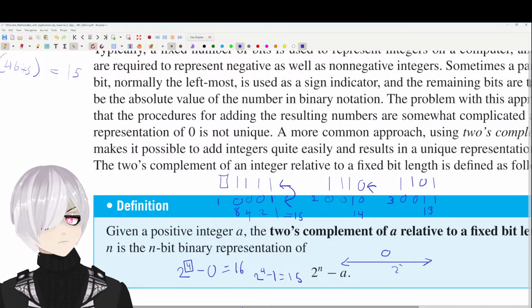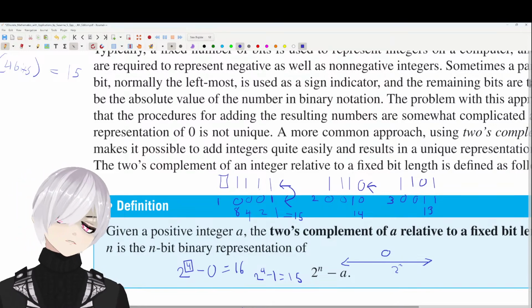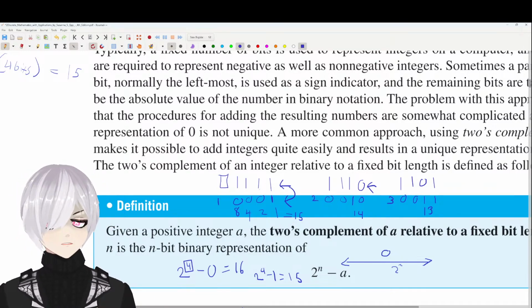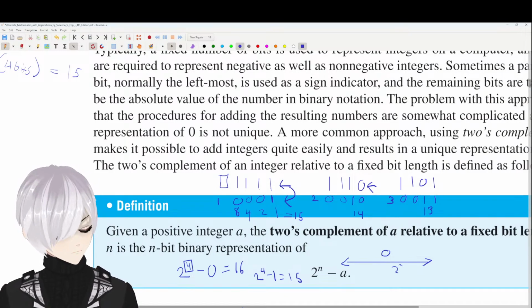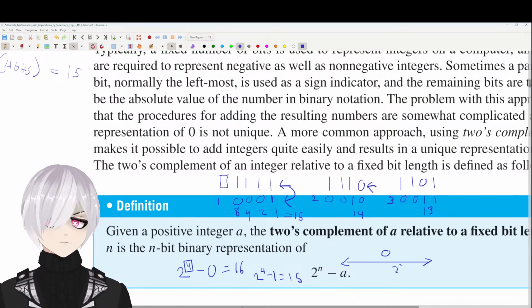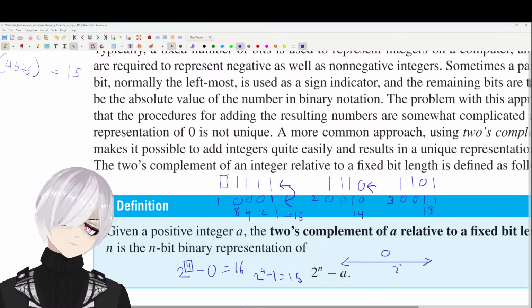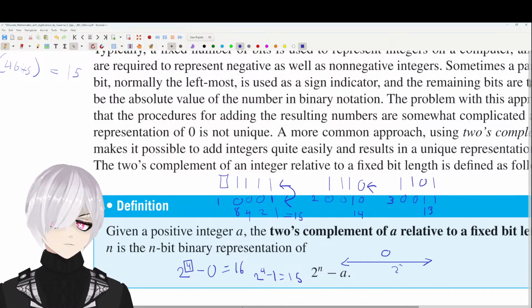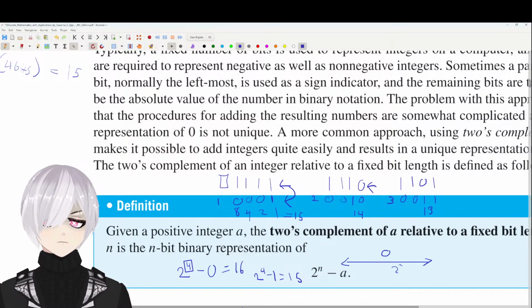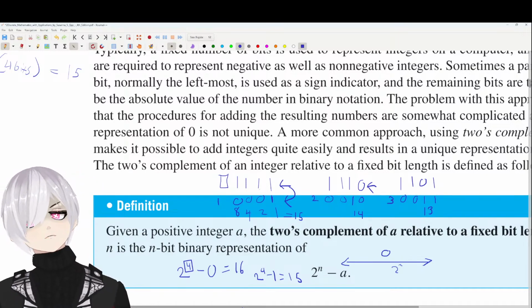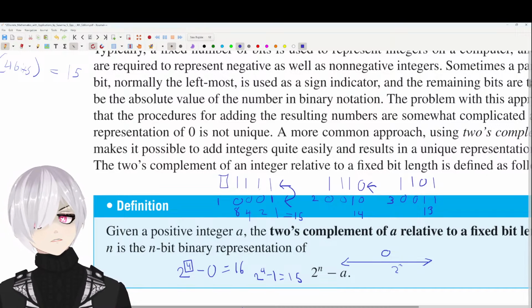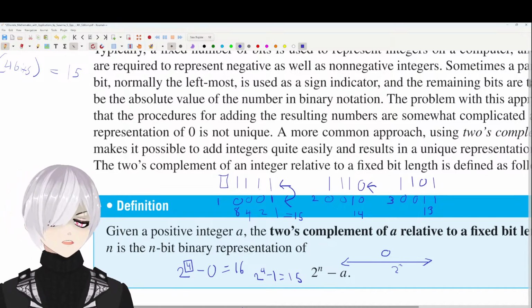Right. The 2's complement for 3 would be 13. Yeah. So with 5 bits, would the 2's complement change? I guess it would, because it seems like we're subtracting from the greatest number possible with that given amount of bits. We're subtracting the number from that greatest magnitude, and whatever the result is, that's the 2's complement.